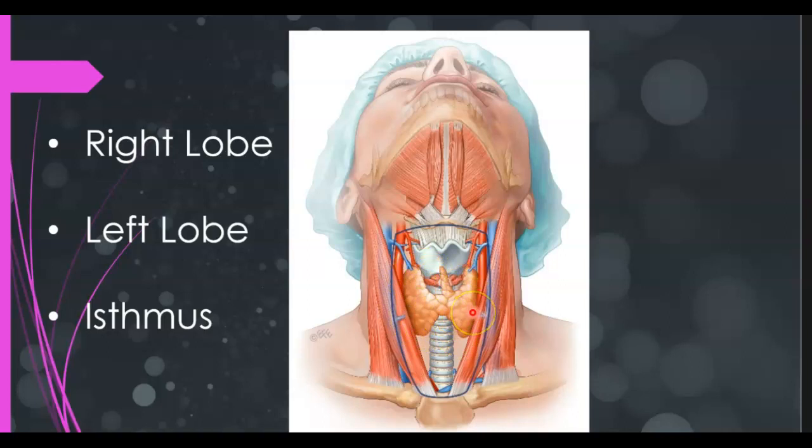Both of the lobes should be about equal size, unless you're Jordan and you have a wonky left lobe. But for the most part, normally they're going to be about the same size.